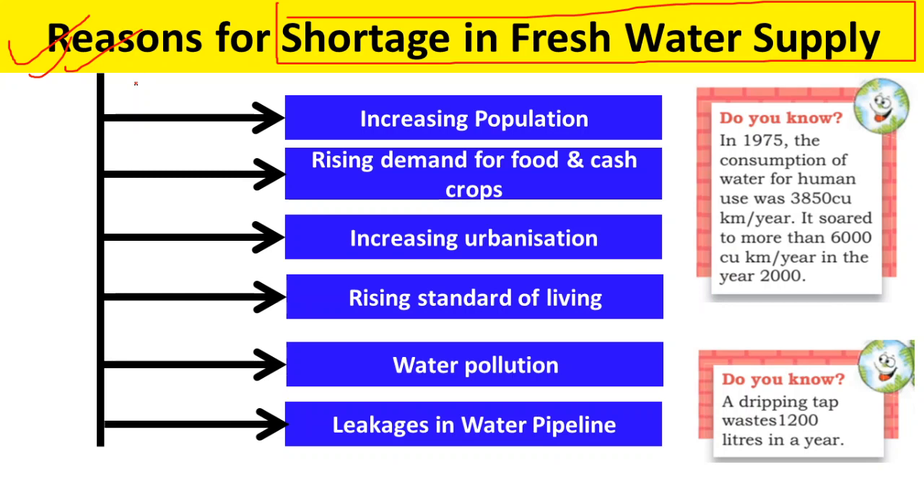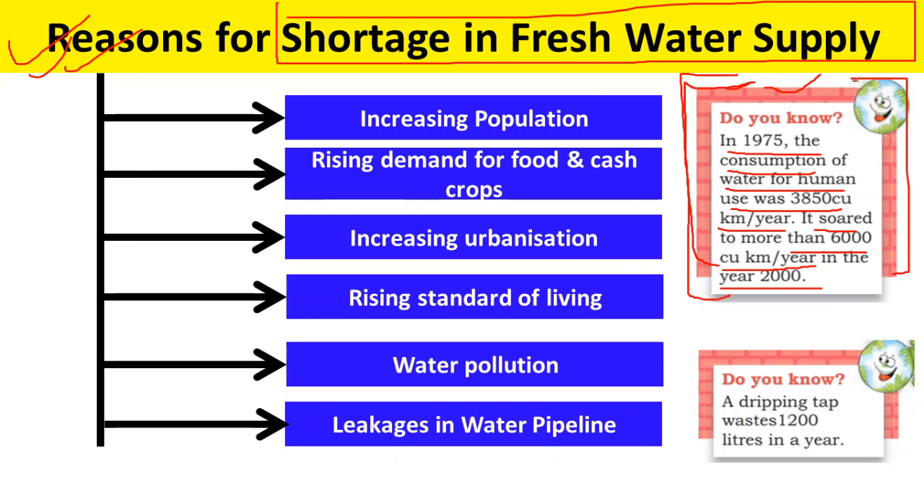So as the demand for water is increasing, obviously there will be shortages in fresh water supply. As we can see here how much demand has increased: in 1975, the consumption of water for human use was 3850 cubic kilometers per year, but it has increased to more than 6000 cubic kilometers per year in 2000. Look, we have limited sources of water supply, rivers, lakes, groundwater, and a few other sources, but the population is increasing and their demand for water is increasing.